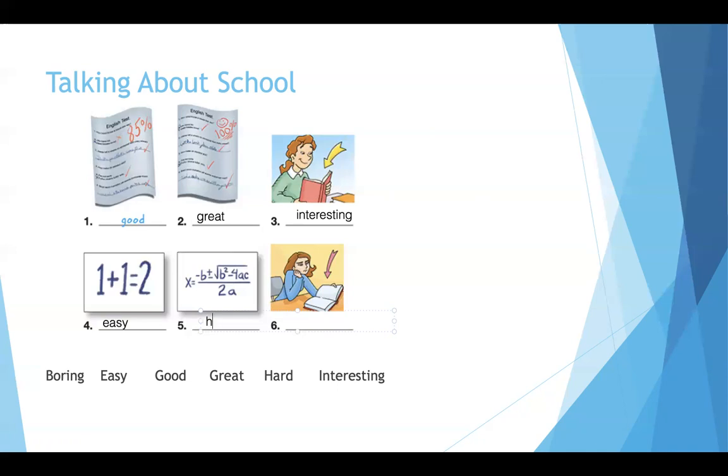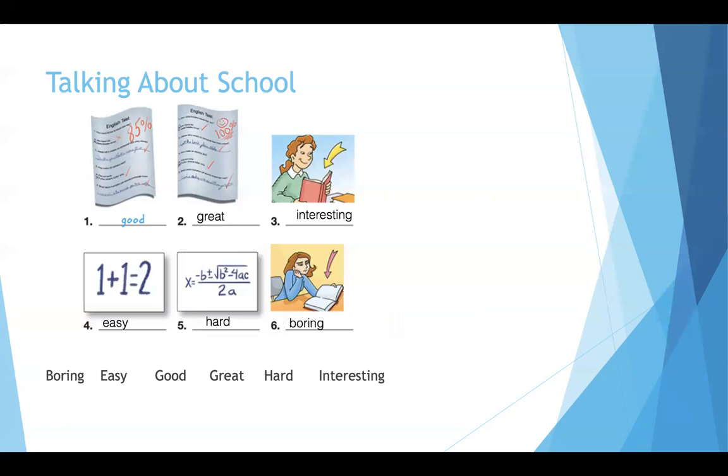This one is hard. This can be hard to learn. But once you learn it, it can get a lot easier. And finally, number 6, this woman does not look very interested in the book. And what is the opposite of interesting? Boring.